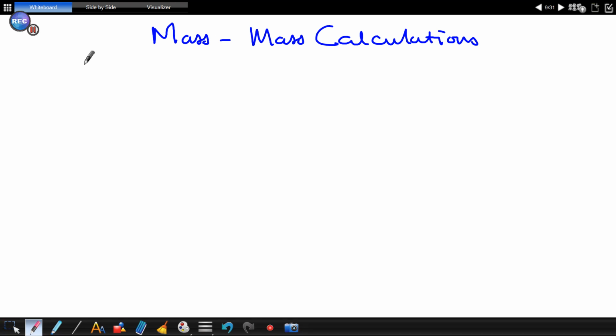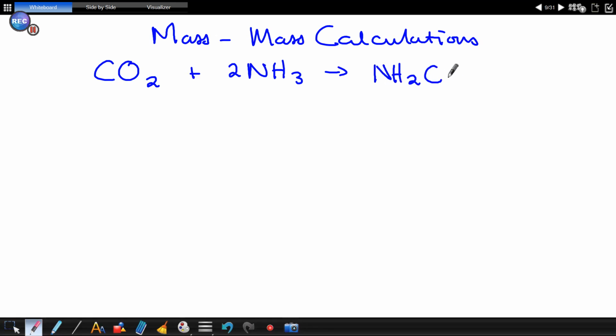What mass of ammonia must be used to prepare 1 kilogram of urea according to the following unbalanced reaction? So they give you one substance's mass and they ask you to get another substance's mass. We need a balanced equation for the reaction. So CO2 and 2NH3 goes to urea, NH2CONH2, and water.